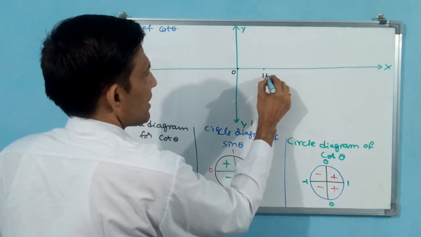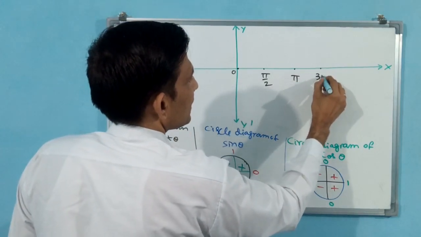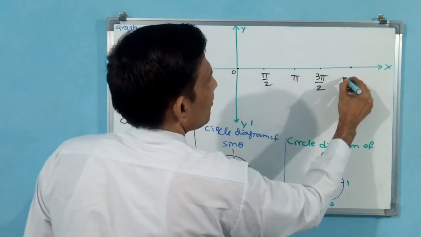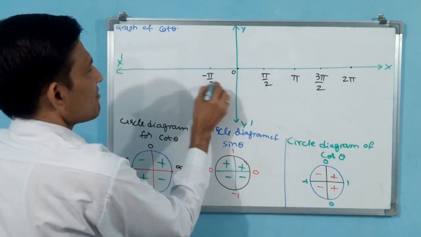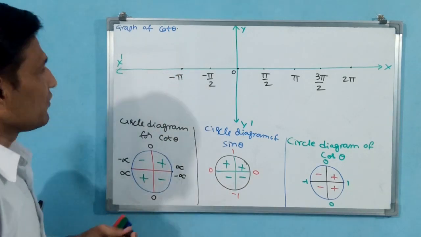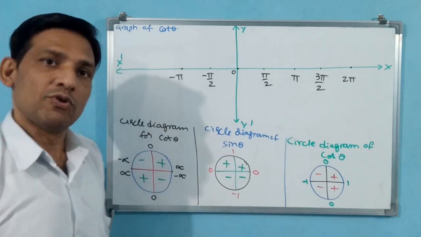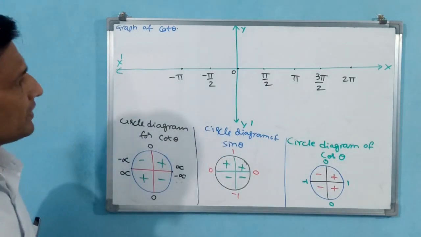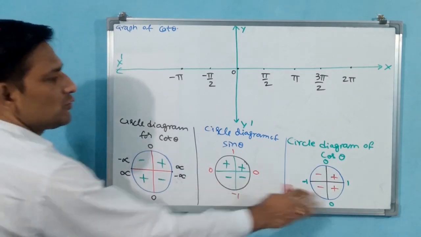Divisions are pi by 2, pi, 3 pi by 2, 2 pi. Likewise here also minus pi by 2, minus pi. Up to the negative side, up to minus pi is enough, but on the positive side you take from 0 to 2 pi.